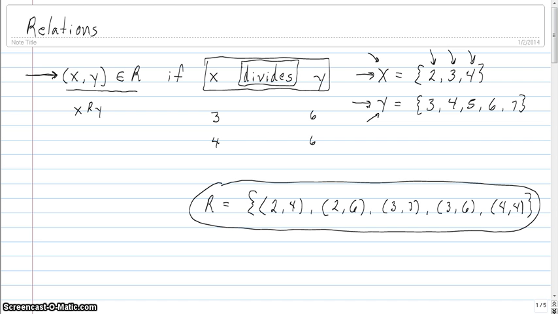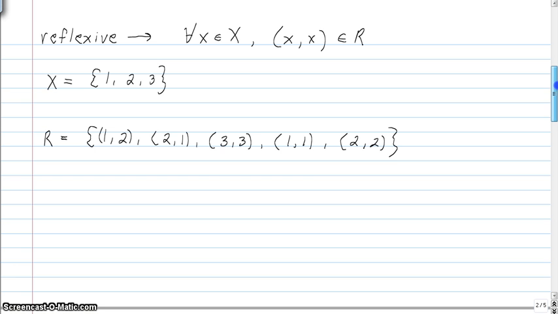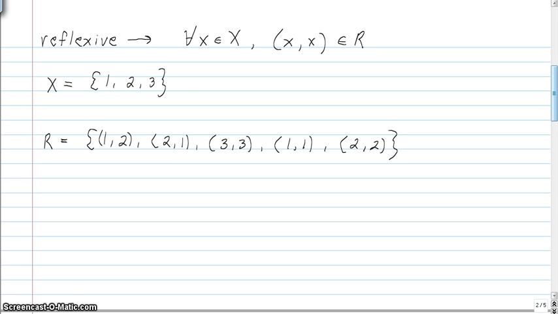Let me explain that as I go on to the next topic, which is the idea of a reflexive relation. Here's a little bit more formal way to define what it means to be reflexive. For all elements x in our set, x has to be related to x, or (x, x) is in the relation.